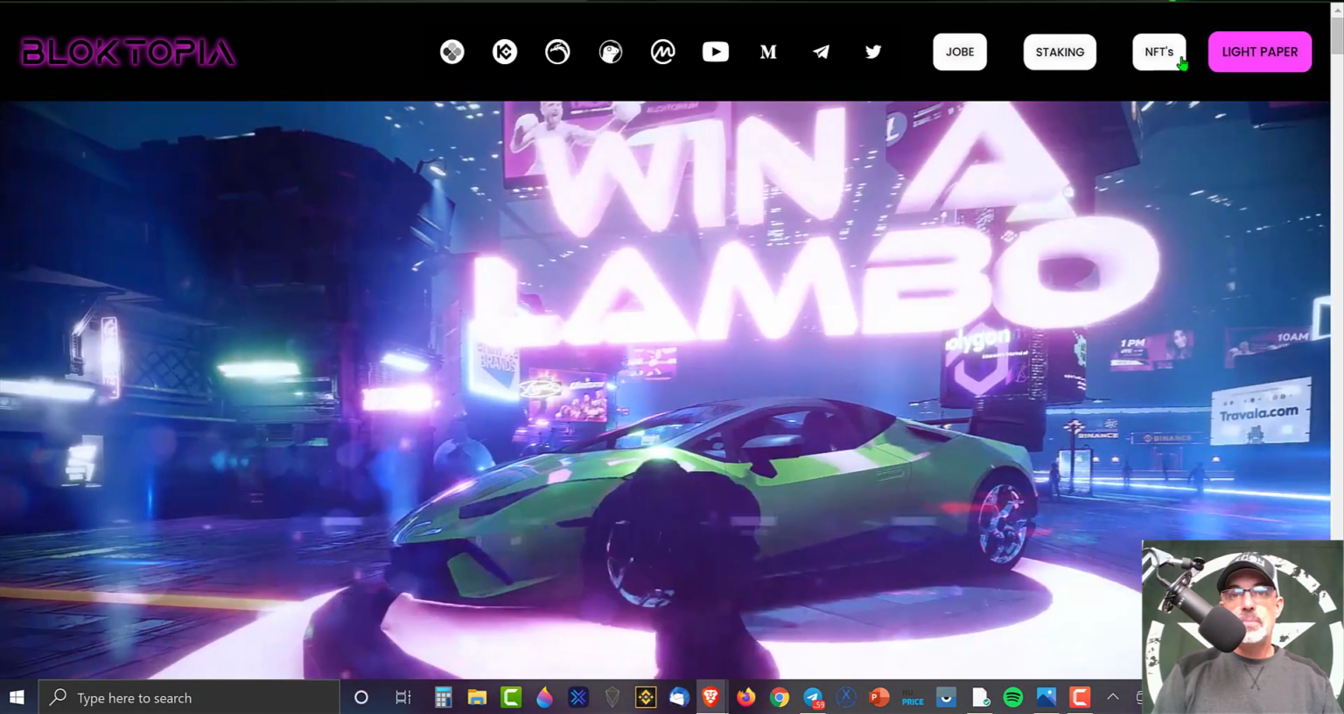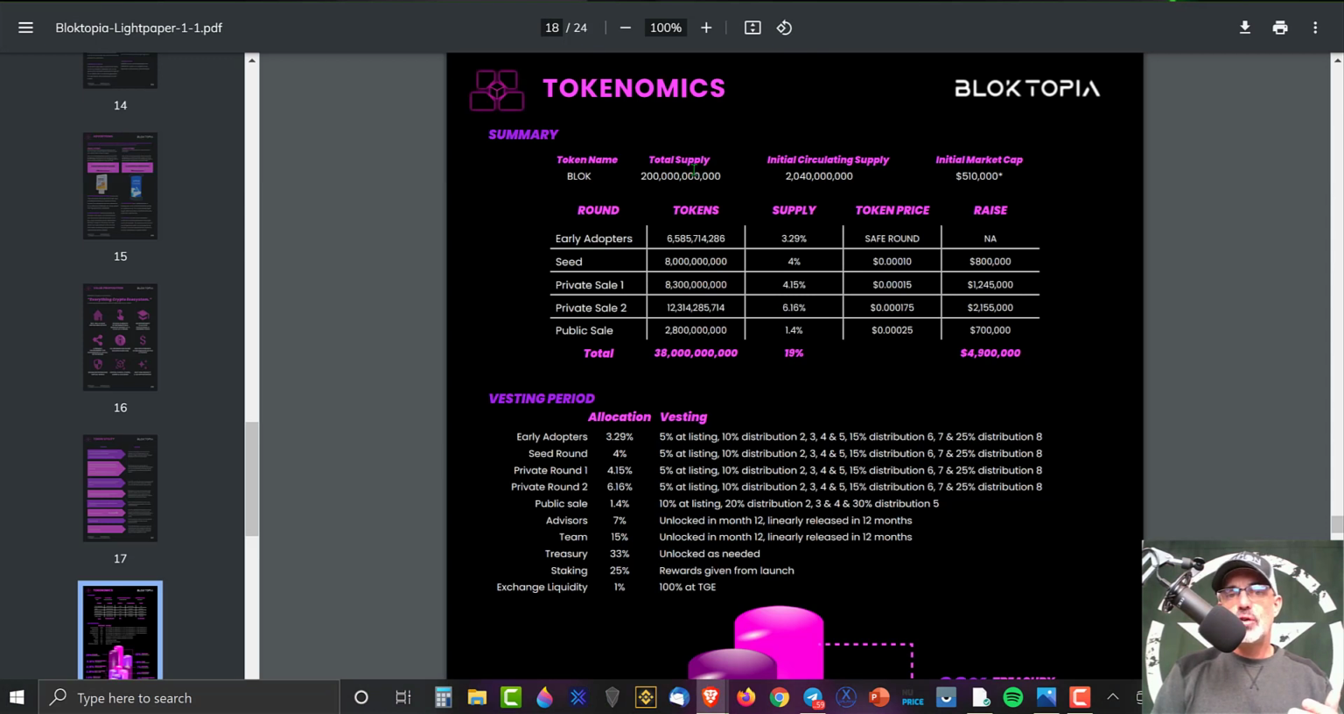If we look at their light paper, we can actually see the tokenomics and find out what the initial circulating supply will be, which is the number we were missing in CoinGecko. And they're shooting for around 2 billion out of the 200 billion. And that will break down accordingly. So I'm not going to do a deep dive into their light paper. Again, you will need to do your own recon if you decide to pull the trigger on this target.